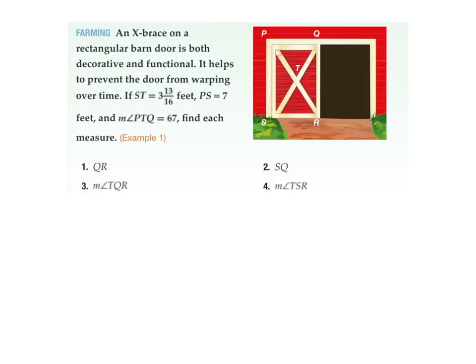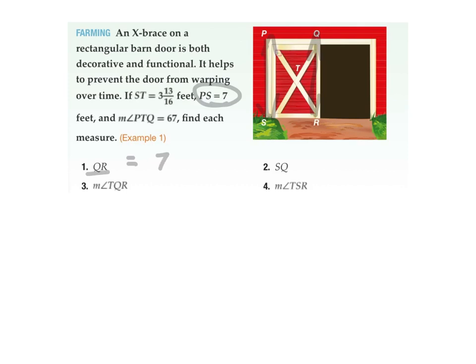Okay, so here's questions 1, 2, 3, and 4. We'll do a couple of these, so let's have a look at what you've got. Let's have a look at question number 1. QR, that's this distance from here to here. Well, don't forget, one of the properties is that both sides need to be congruent, so that's the same distance as PS, and it tells you here in the question that PS equals 7, so QR equals 7.